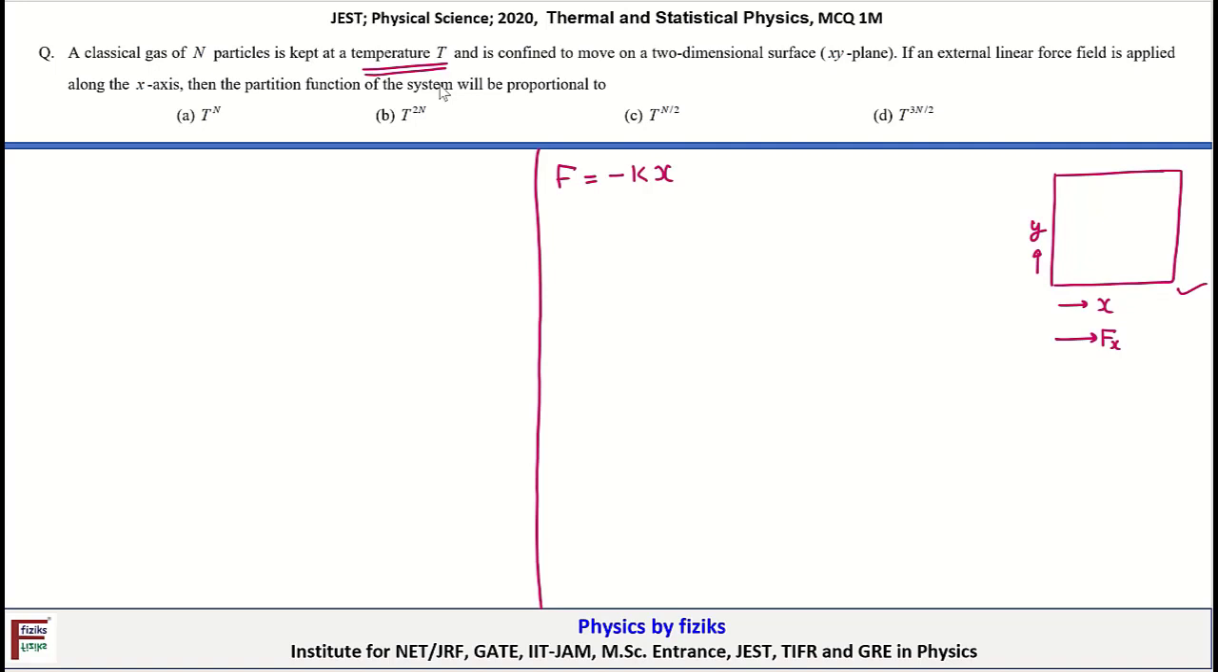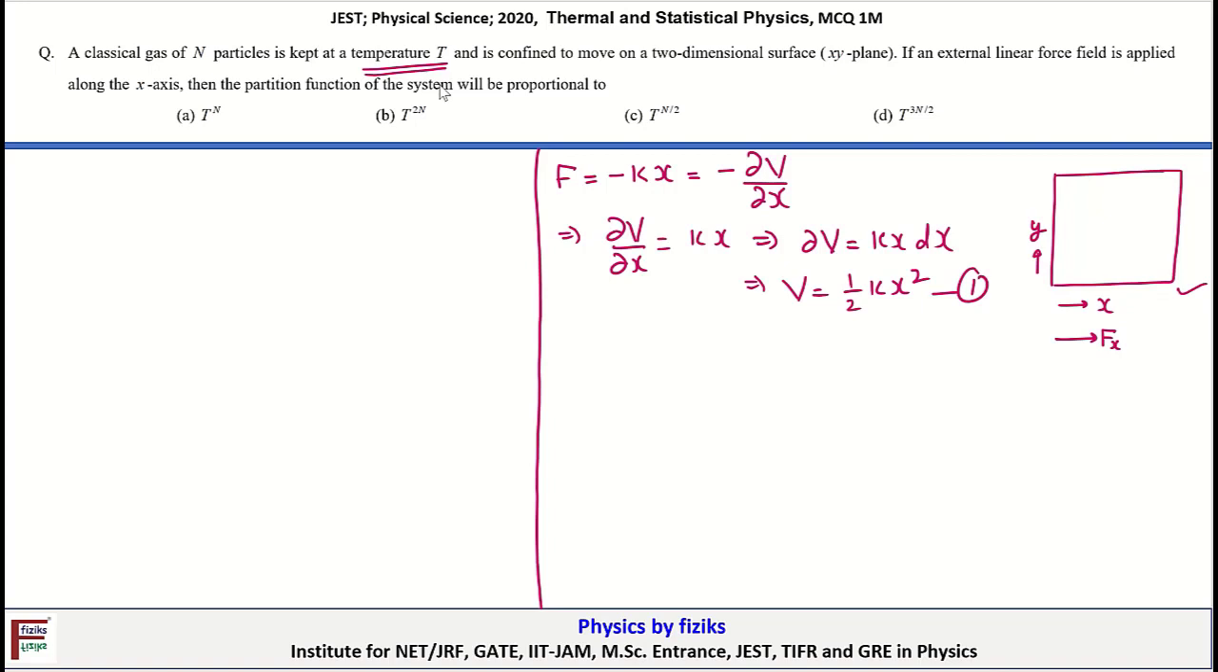So k is the constant of proportionality, and because we connect the force with the potential as the negative of the potential gradient, that's minus dV by dx here. So from here we conclude that dV by dx is equal to kx, and we can immediately calculate the potential to which the particles are subjected. So dV is kx dx, and upon integration we get 1 by 2 kx square. This is the type of potential to which the particles are subjected.